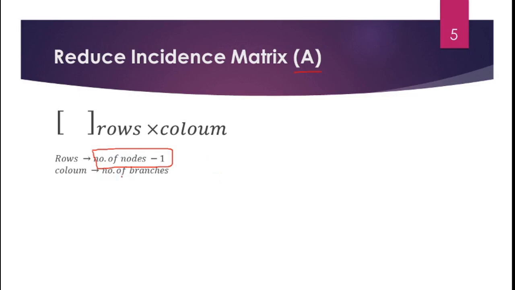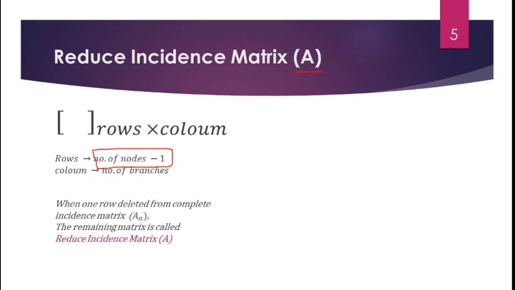And what is the number of columns? The number of columns is the same, the number of branches. Throughout all your matrices, the columns are the same, which will be the number of branches. So how can we form the reduced incidence matrix? When one row is deleted from the complete incidence matrix, you can take any one row as a reference. When one row is deleted from the complete incidence matrix, the remaining matrix is called the reduced incidence matrix.